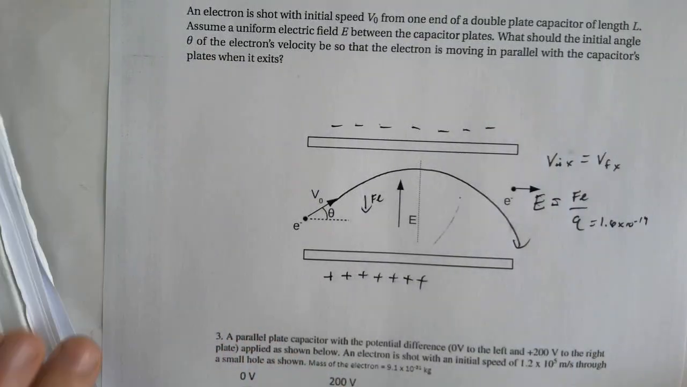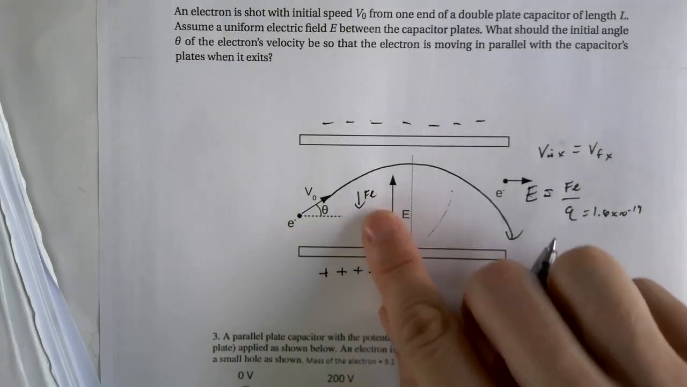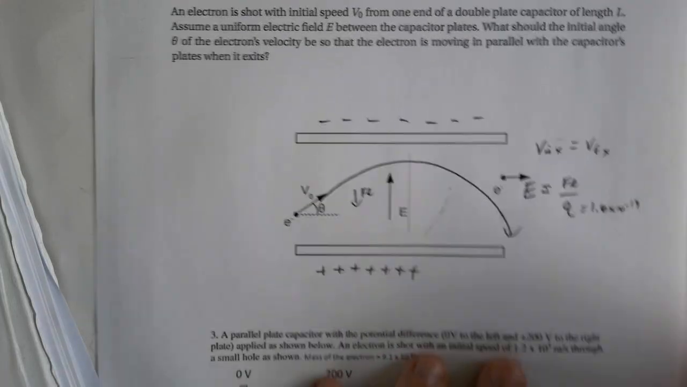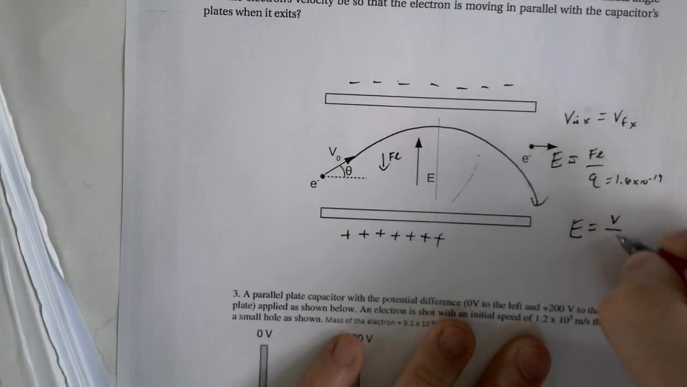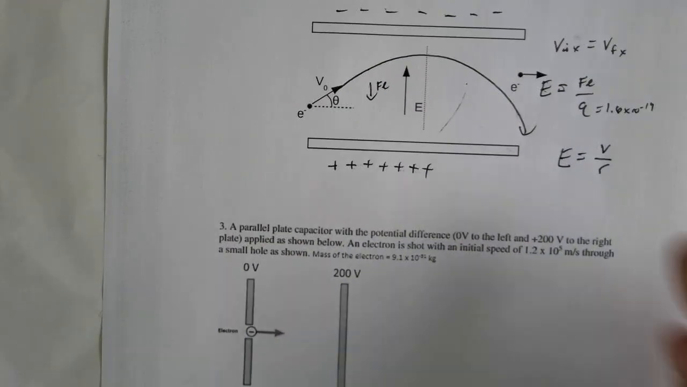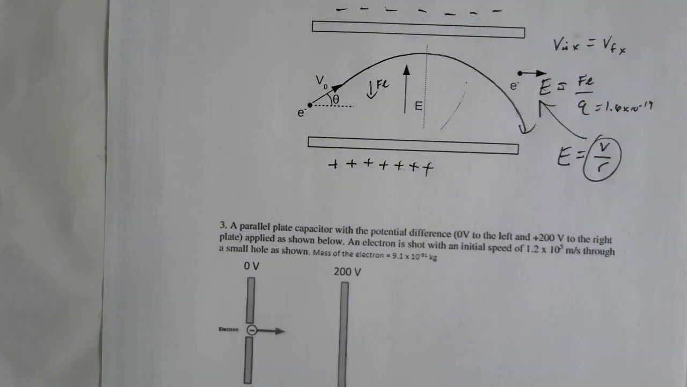But what if you're not given the Q? If you're not given the electric field of this capacitor, which would be uniform if it is a capacitor, but you're given the voltage of the capacitor, well, then you would just do voltage over radius, okay? And then you would be able to have the E, and you would plug that in here, and you could get your force electric that way.